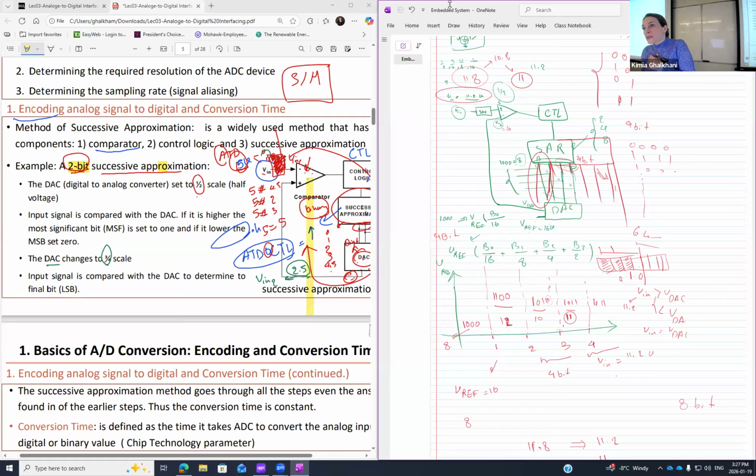What is the reference voltage? That's what it is. Reference voltage is a function of how many bits I'm going to use for conversion. If I'm going to use four bits, 1, 2, 3, 4 bits is 16. If I'm going to use 2 bits, 2 squared is 4. So if I have 2 bits in here, then reference starts from 4.